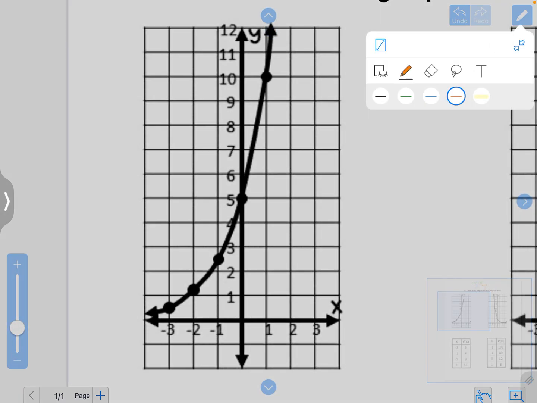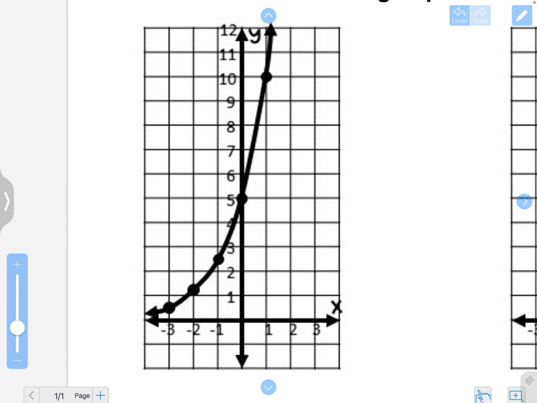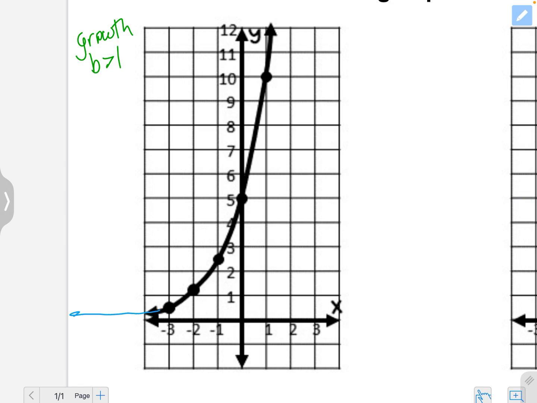So first, let's try to remember some basic ideas. This graph, because it goes up to the right, is going to be a growth graph, which means our b is going to be greater than 1. Because this is an exponential equation, I know that this is only going to keep going that way.